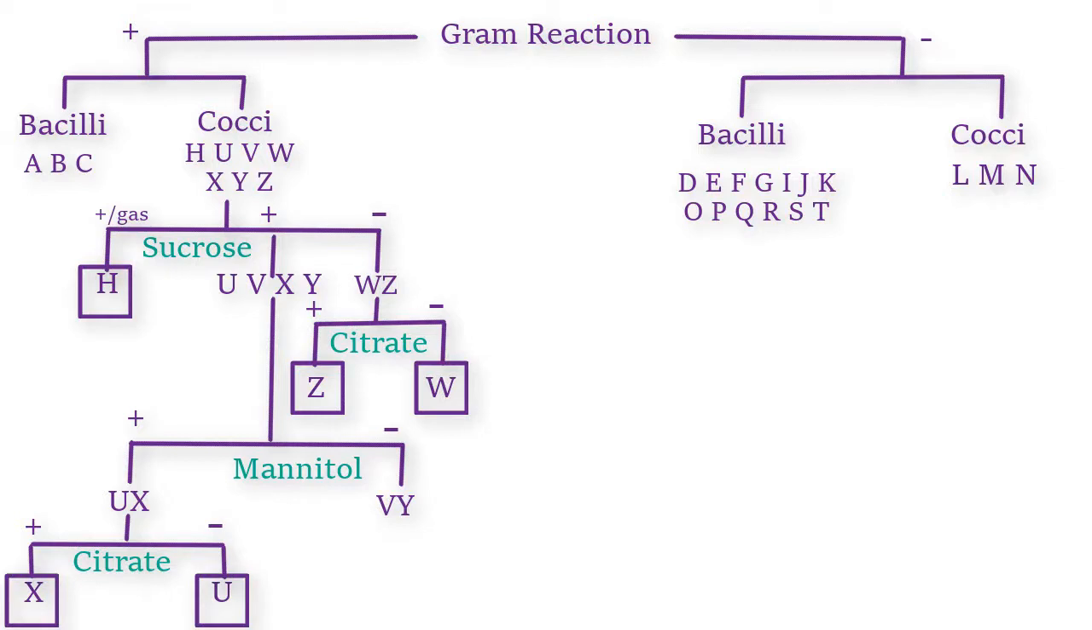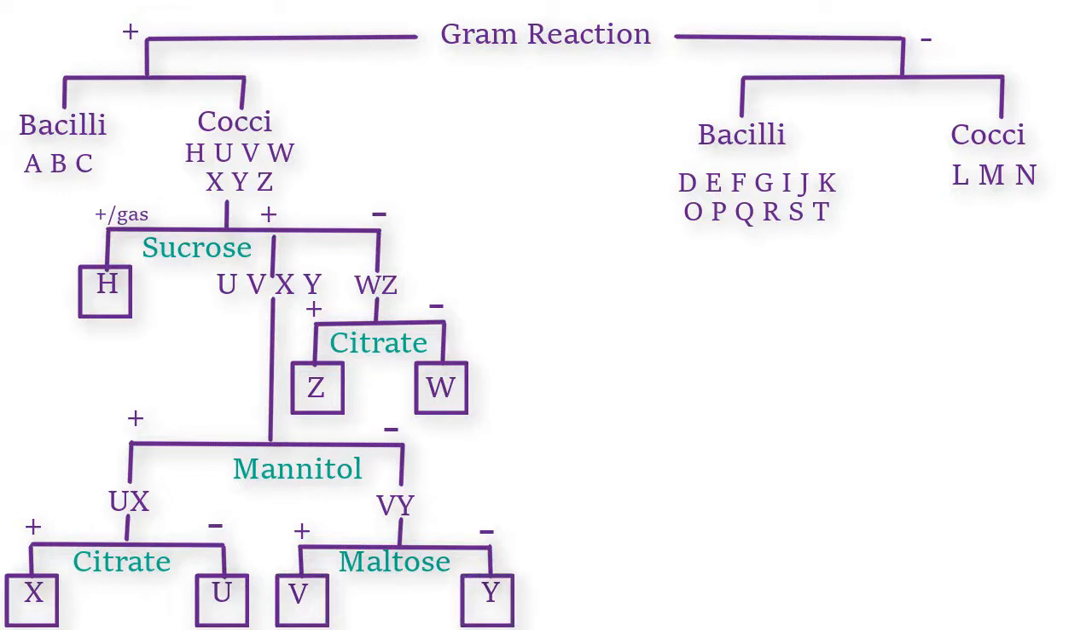The last set that we need to work on is V and Y. For my key, I've chosen maltose. Maltose will give me two possible reactions. Either V would be positive and Y would give me a negative reaction.